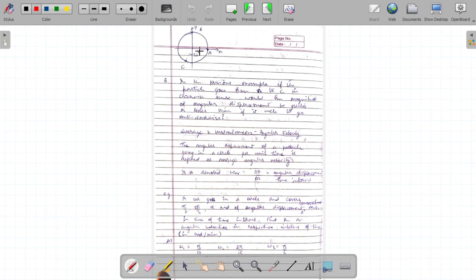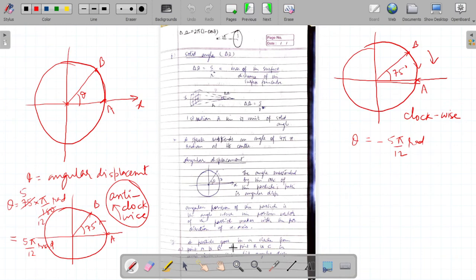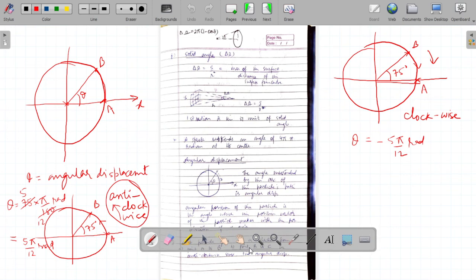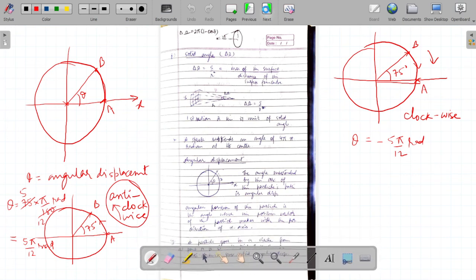So in this question, a particle is going from A to B and then it is moving from point B to C. Now the point C is making an angle 30 degree with the y-axis, and we are asked that a particle goes in circle from point A to B and then B to C. We have to find the angular displacement in those cases.